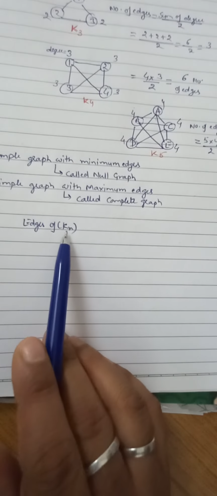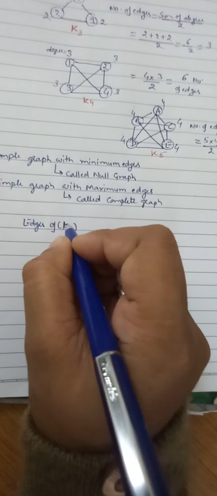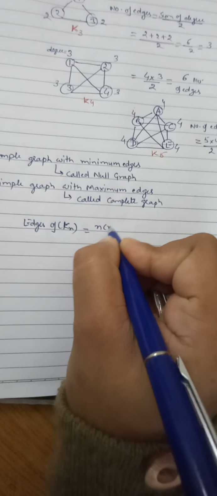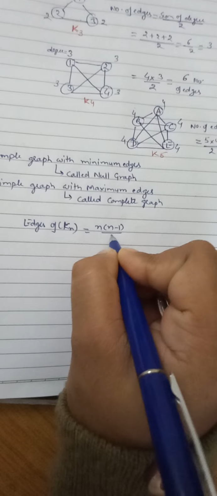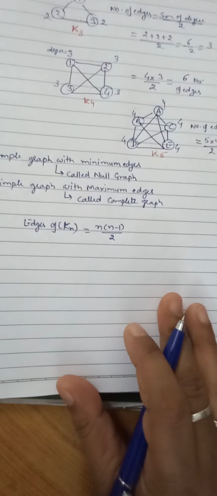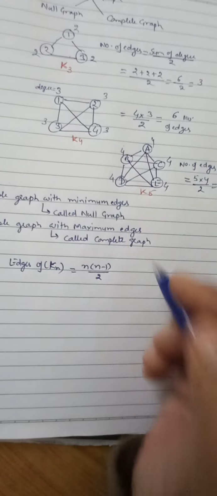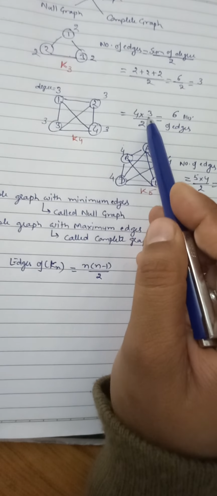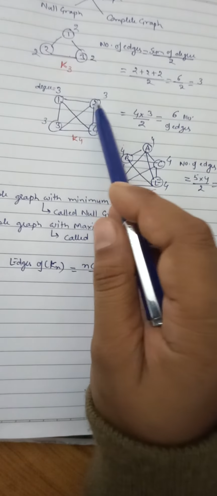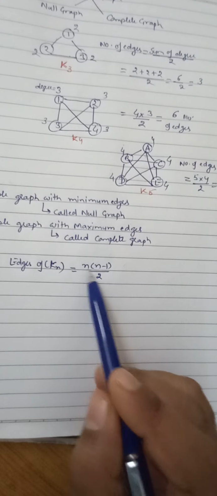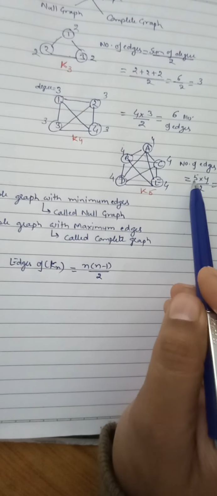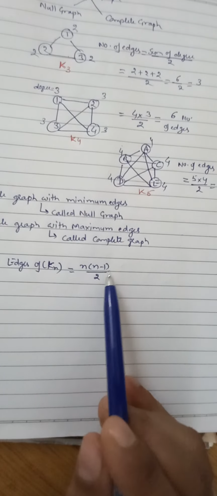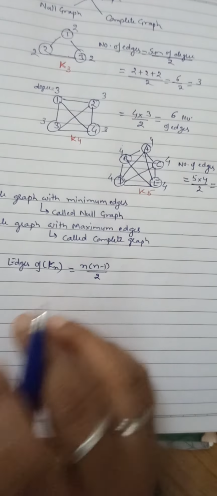So the edges of Kn, I am writing here, is equal to n times (n minus 1) divided by 2. This is vertex 4, this is edges 3, the degree of that vertex. So I am writing n minus 1. How many vertices are present, n. This is the degree of each vertex, n minus 1. So n times (n minus 1) by 2.